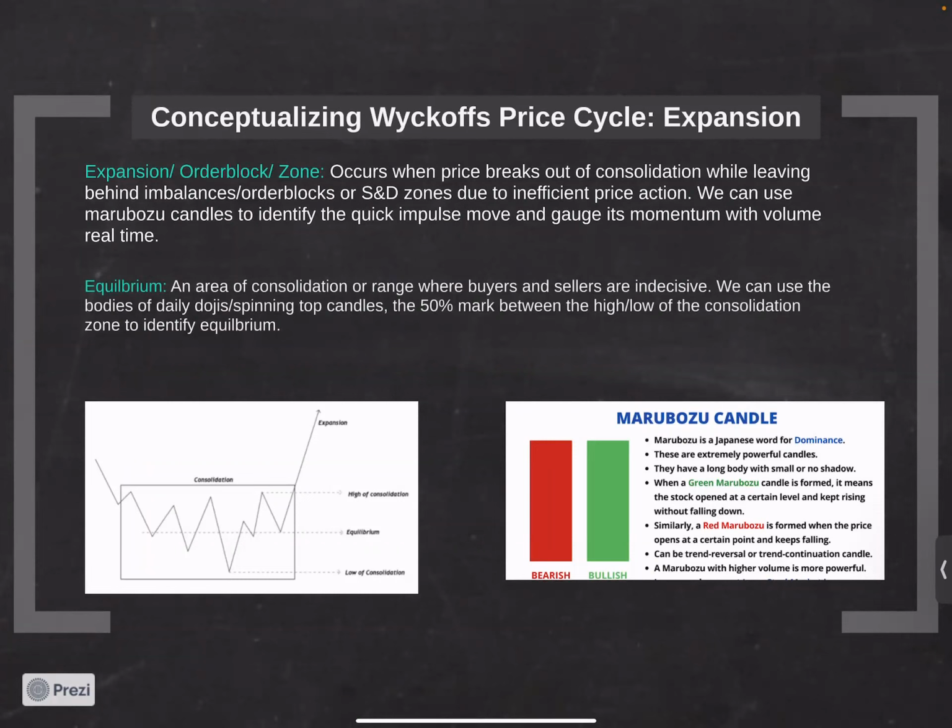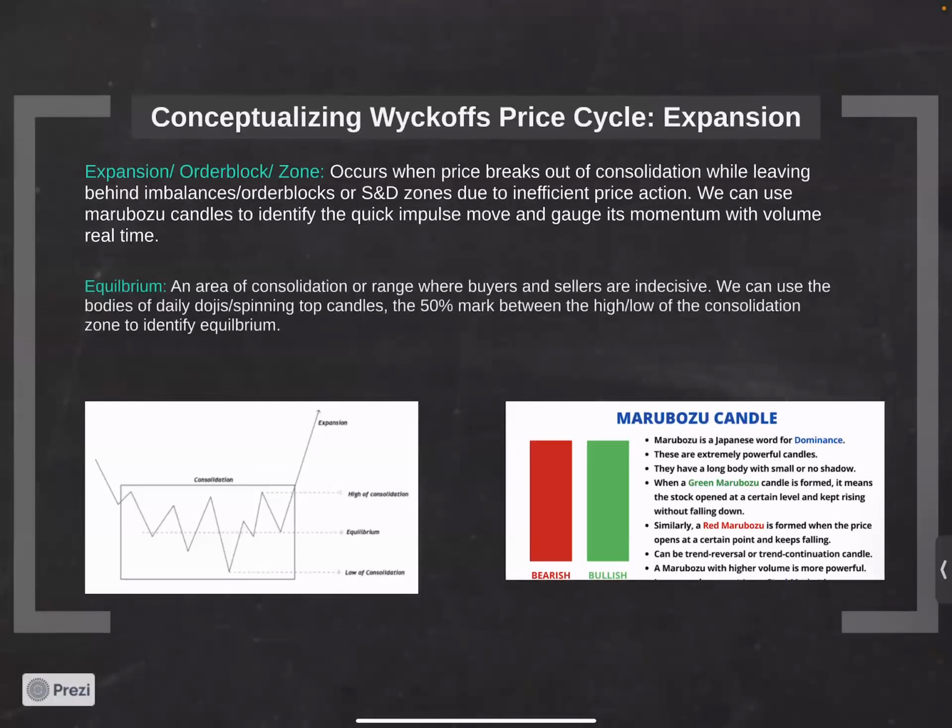Now let's dive a little bit deeper into the expansion component. Your expansion occurs when price breaks out of a consolidation zone while leaving behind an imbalance or order block due to inefficient price action. We can use Marubozu candles to identify this quick impulsive move and use it as a means of gauging momentum.